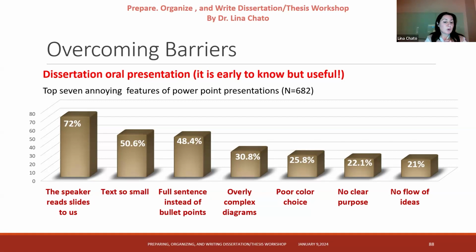Also, the text is in a small font, so small. People use full sentences instead of points in their slides. It is complex, and the audience doesn't understand it. It doesn't help them follow the ideas. Also, it is poor in color choice. For example, the background is black and the color they used to write the text is, for example, red. So it is not really a good choice.